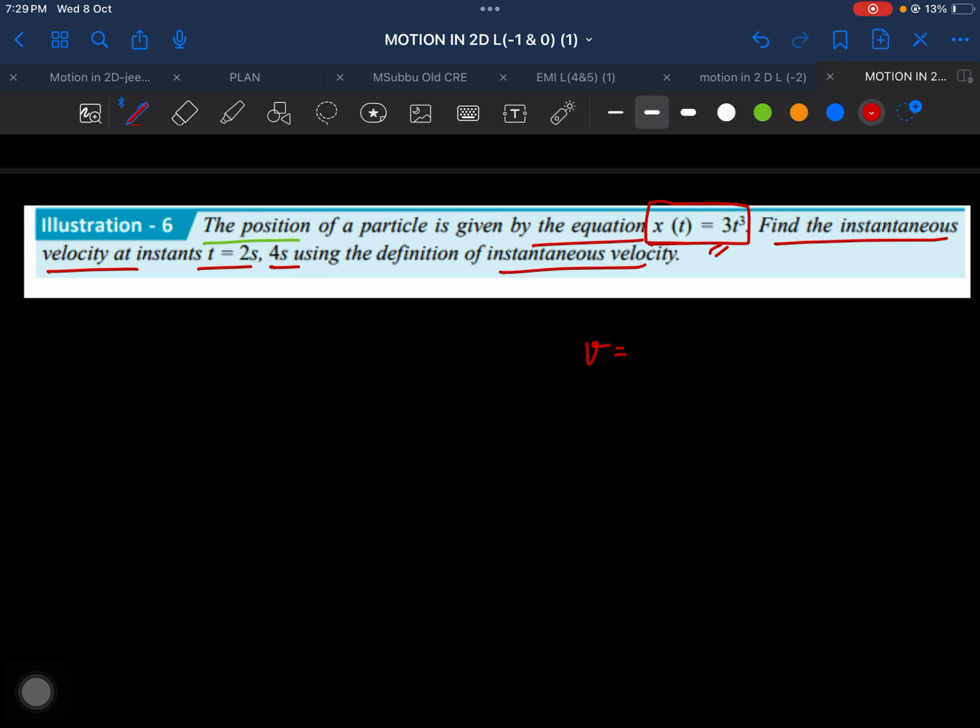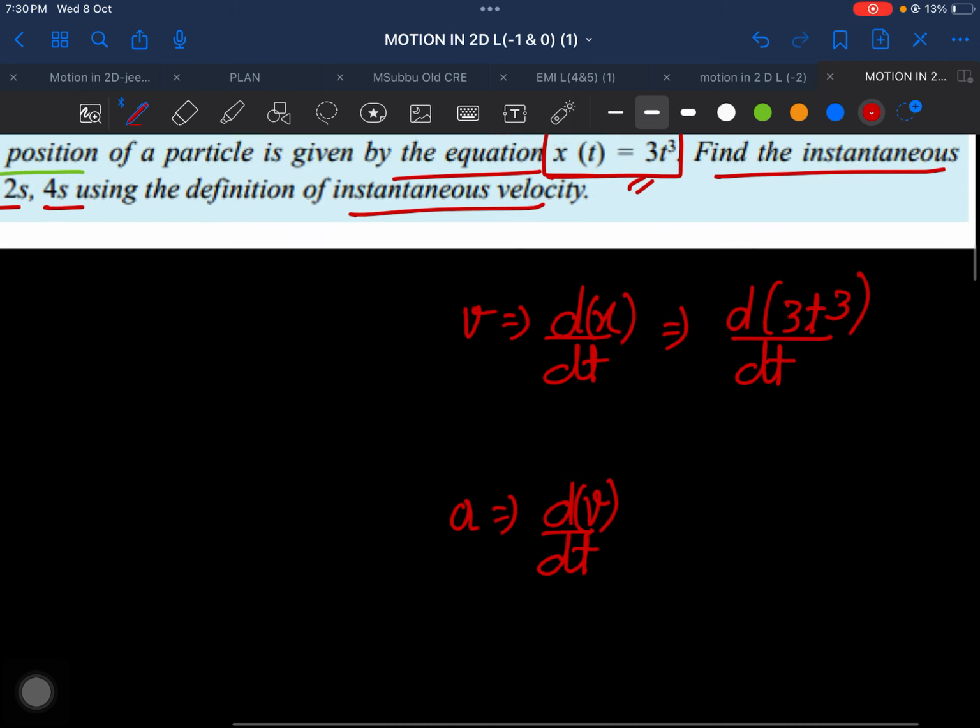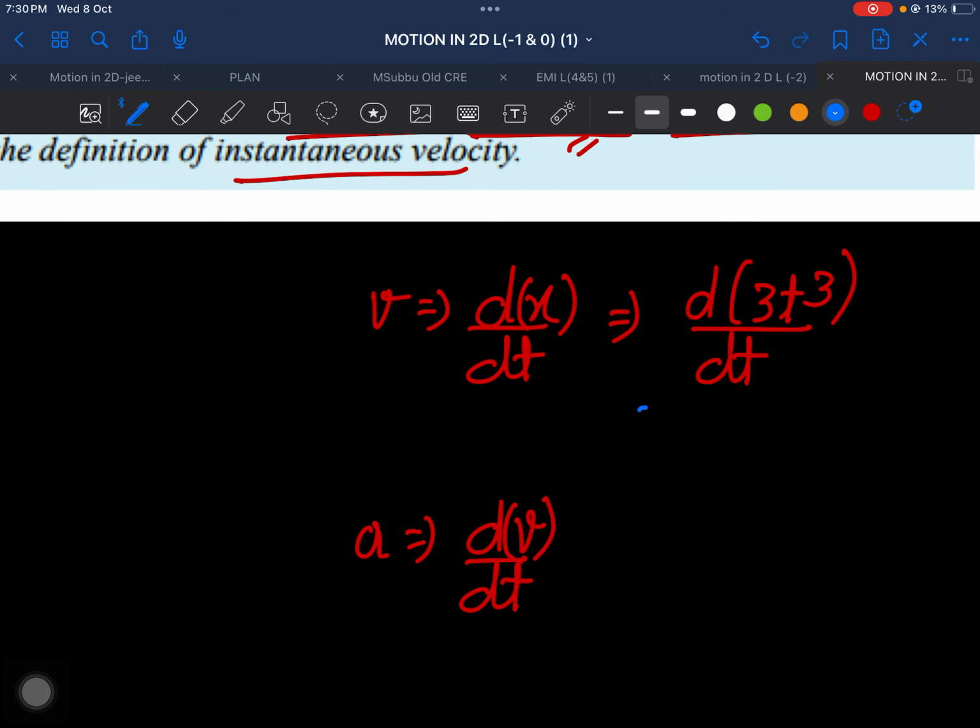What do you mean by instantaneous velocity? v equals dx by dt. If we have to find the acceleration, then acceleration will be dv by dt, meaning we differentiate velocity for acceleration, and we differentiate position, or displacement, for velocity. So the differentiation of 3t cube with respect to time will be simply 9t square. This is your instantaneous velocity.